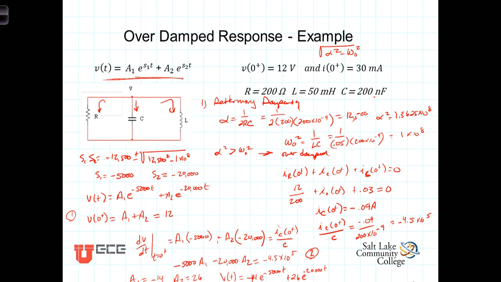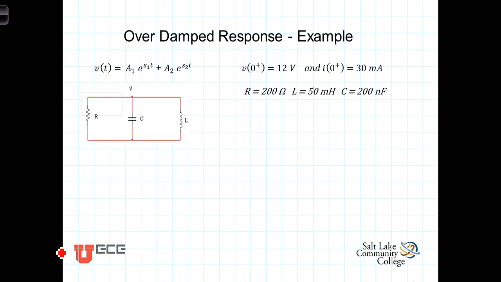A quick consistency check is to verify that this satisfies the initial condition. At t equals 0, we have positive 26 minus 14, which is the positive 12 volts that we knew was our initial condition. So let's rewrite our V of t here as equal to negative 14 e to the minus 5,000 t plus 26 e to the minus 20,000 t, and show that once we know the voltage across these, we can determine expressions for each of the currents here.